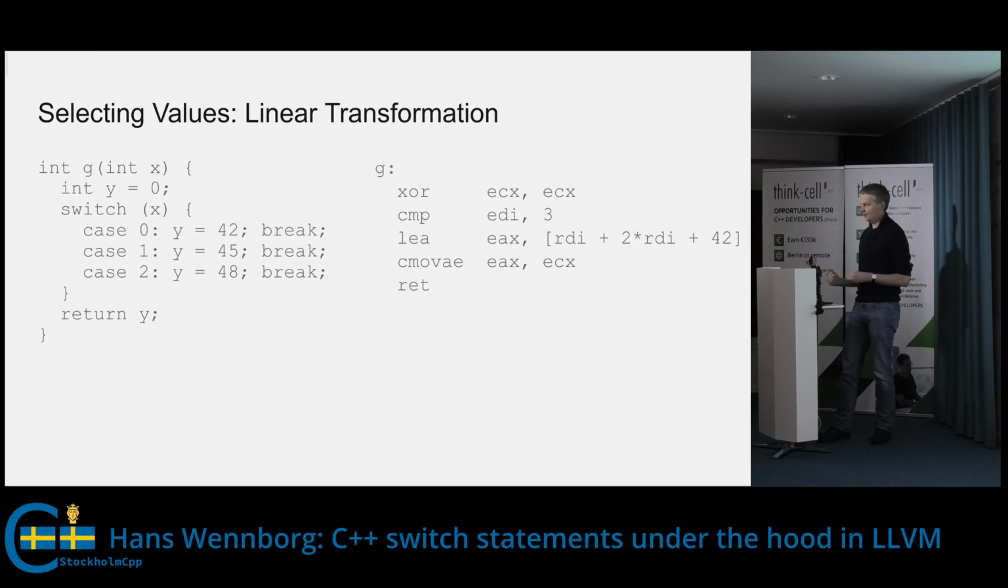And LLVM, there's a lot of small tricks that it will do with the table stuff, but one big trick is that it will recognize if the output is actually a linear transformation of the input value, and in that case, it will just emit the instructions to compute it. So it saves a lot of space not having to emit a large table there. Like in this example, the output is 42 plus 2 times x. The code will just compute that or return 0 if it's outside the switch range.